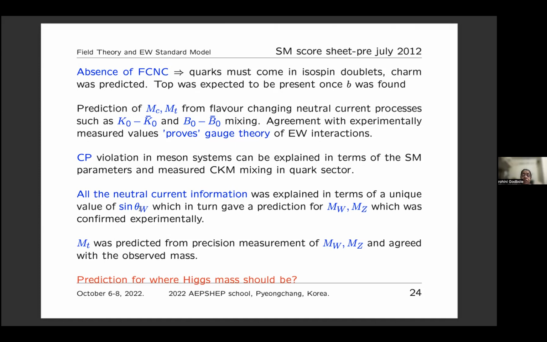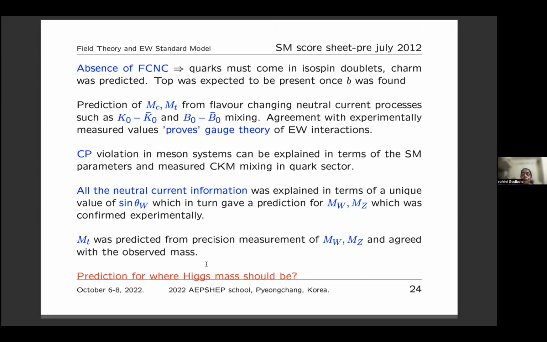What we discussed today is that all the neutral current information could be explained in terms of a unique value of sin theta W, which gave us the prediction for MW and MZ, which was confirmed experimentally. MT was predicted from the precision measurement of MW and MZ, and that also agreed with the observed mass. So now experimenters and theorists wanted to study, can we tell what the Higgs mass should be in the standard model? Because that was the point.